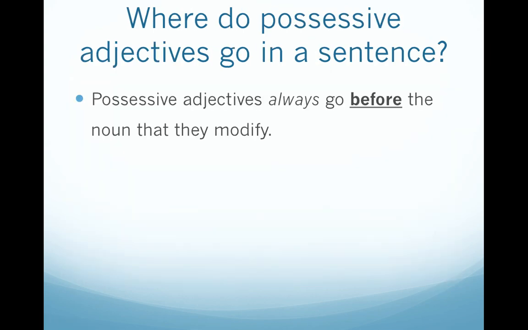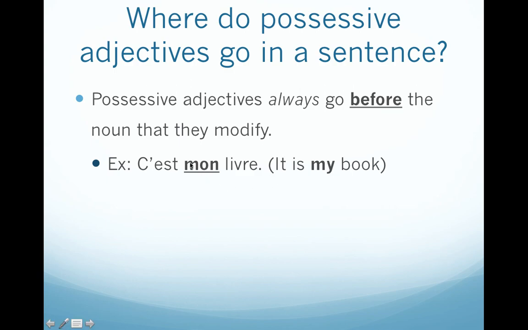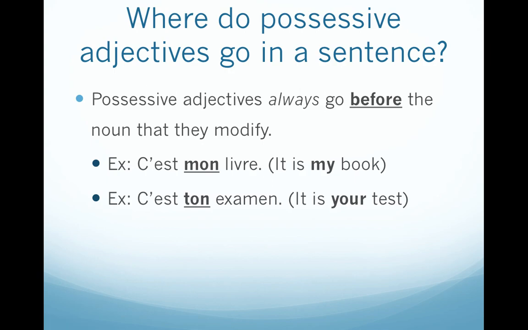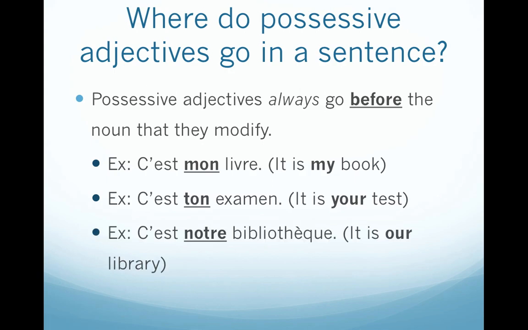So where do they go in a sentence? They always go right before the noun that they modify. So c'est mon livre means it is my book. C'est ton examen, it is your test. C'est notre bibliothèque, it is our library. So notice in all these examples so far, it always goes right before the noun. My book, your test, our library. And because it's singular, we're using the singular possessive adjectives, and these 2 both happen to be masculine, which is why we're using mon and ton instead of ma and ta.